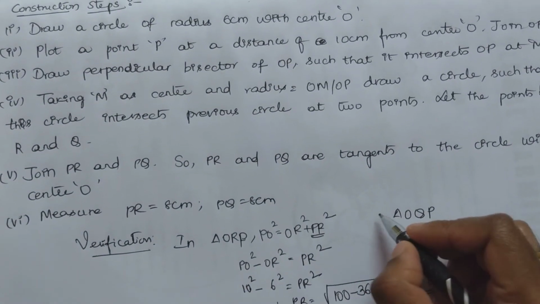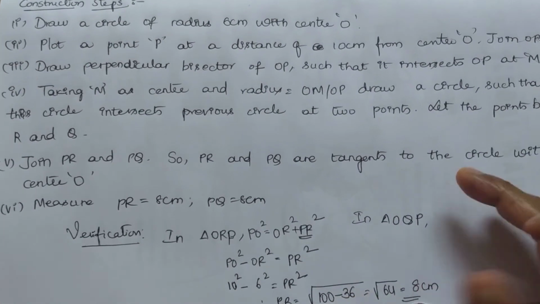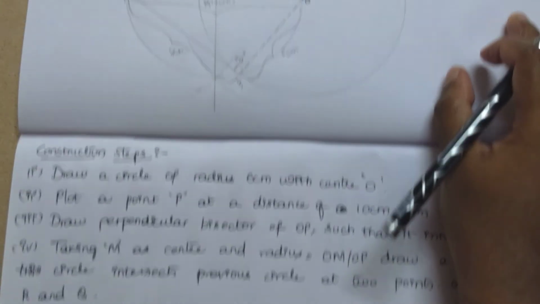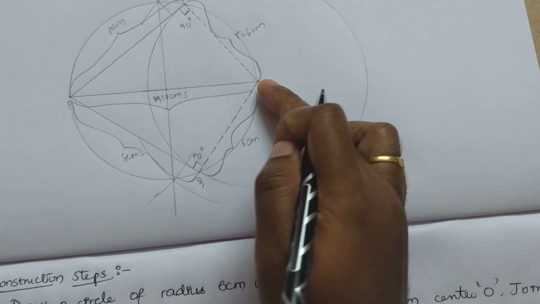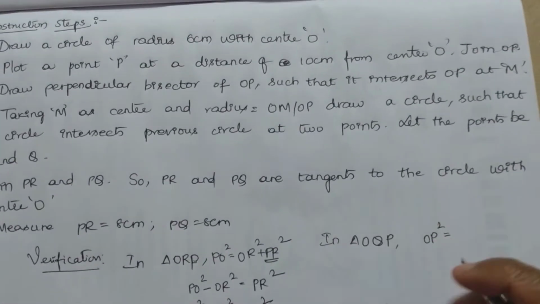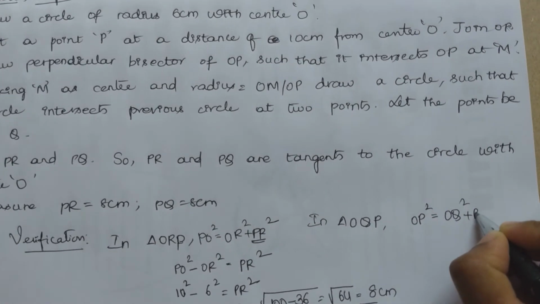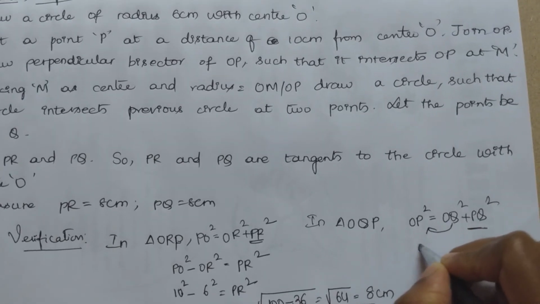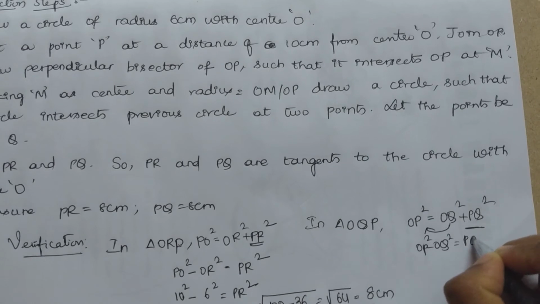In the same way, let's see for triangle OQP. So in this OQP also, same thing. In triangle OQP, OP square equals OQ square plus PQ square. Write the same thing here. OP square equals OQ square plus PQ square. We have to find out this PQ, so I am sending this to the left hand side. So OP square minus OQ square equals PQ square.